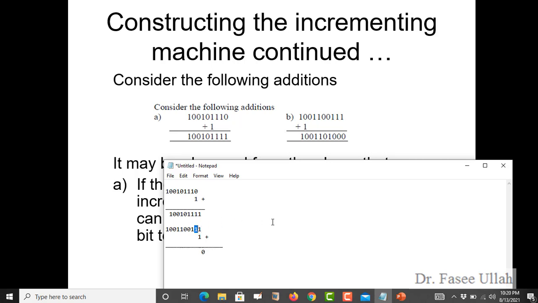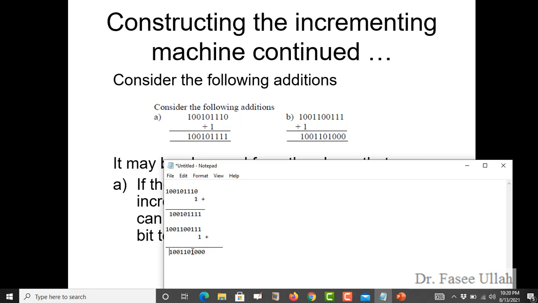Again we have 1 plus 1, which is 0, and 1 is carried to the next one. Here again 1 plus 1 gives 0, and 1 is carried over here. In this case, we have the carry for this highlighted 0. So 0 plus 1 gives 1. Then we have nothing left, so we just write the rest: 0, 1, 1, 0, 0, and 1.